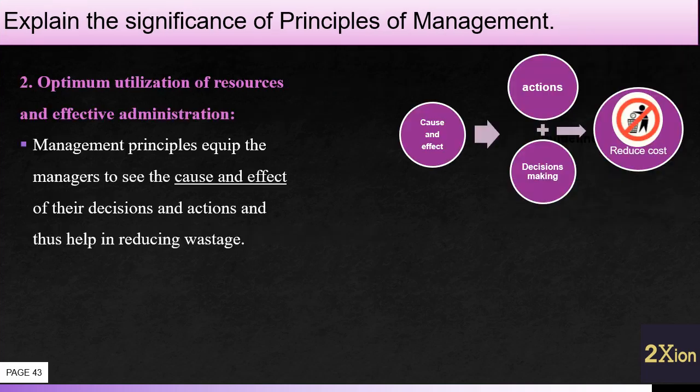Optimum utilization of resources and effective administration. Optimum means best. Utilization means use. So best use of resources and effective administration in the best possible way, manage in the best possible way. सो जिस तरह से युद्ध में जाने से पहले ही सैनिक अपना कवच वगैरह डाल के तैयार होते हैं, उसी तरह मैनेजमेंट प्रिंसिपल also equip the managers to see the cause and effect, advantages and disadvantages of whatever decision they are going to take or whatever actions they are going to take, so that it will help them to reduce their wastage and reduce their cost.